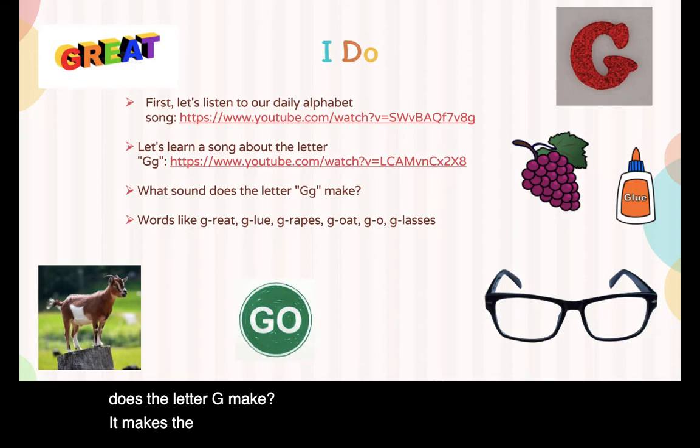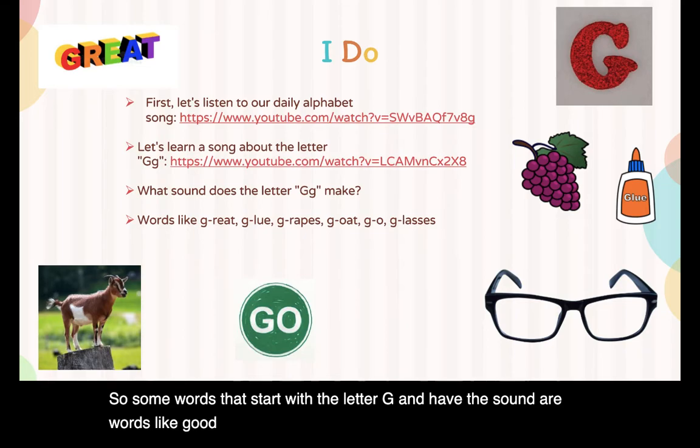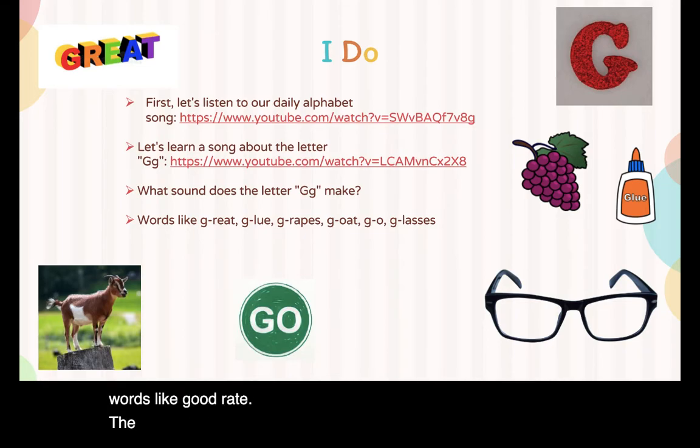Very good. So some words that start with the letter G and have the G sound are words like great, glue, grapes, goat, go, and glasses. And I have an example of all of these here.